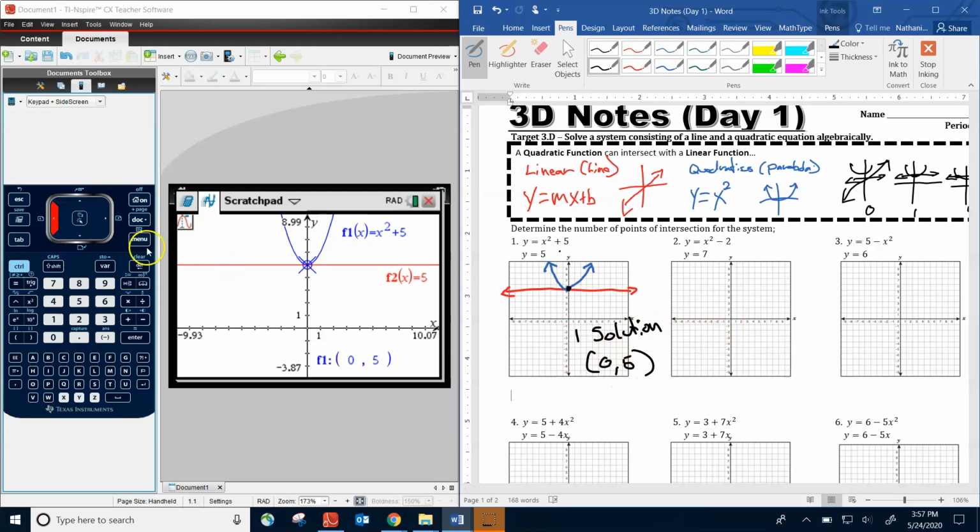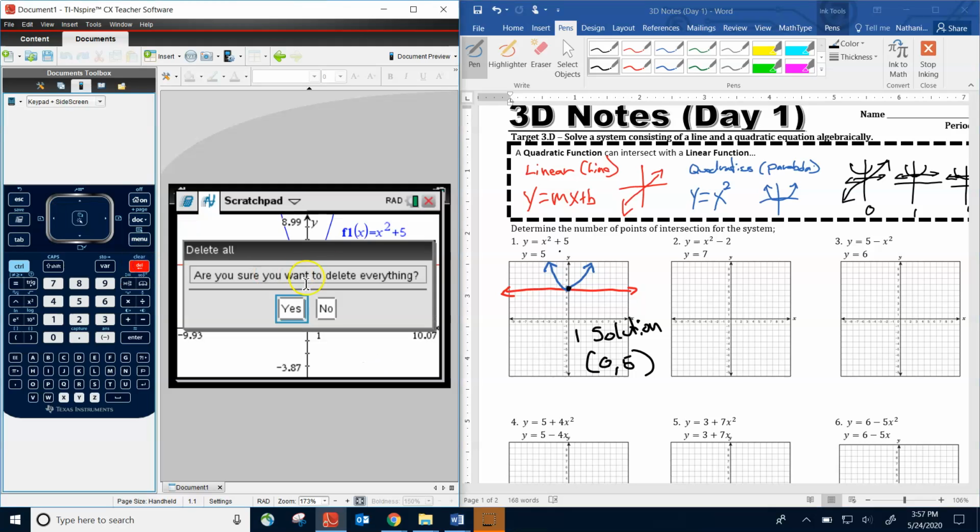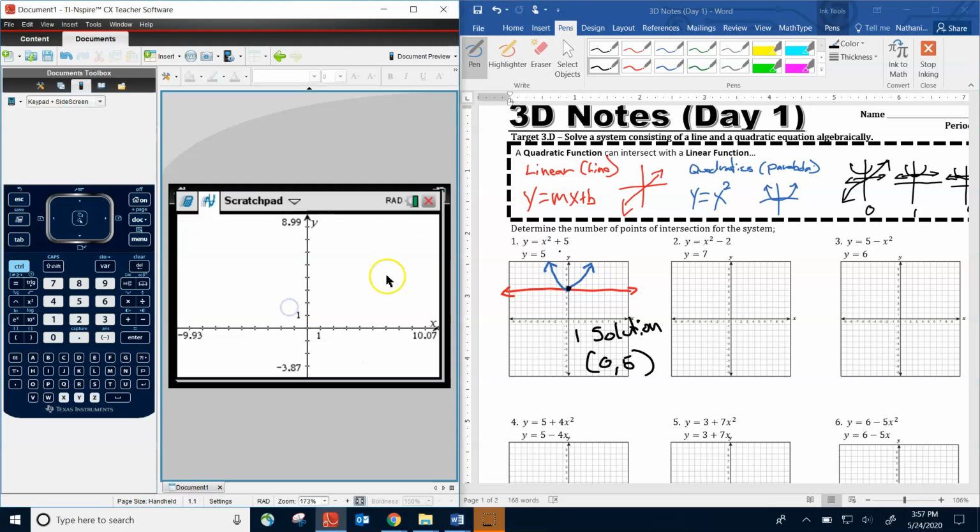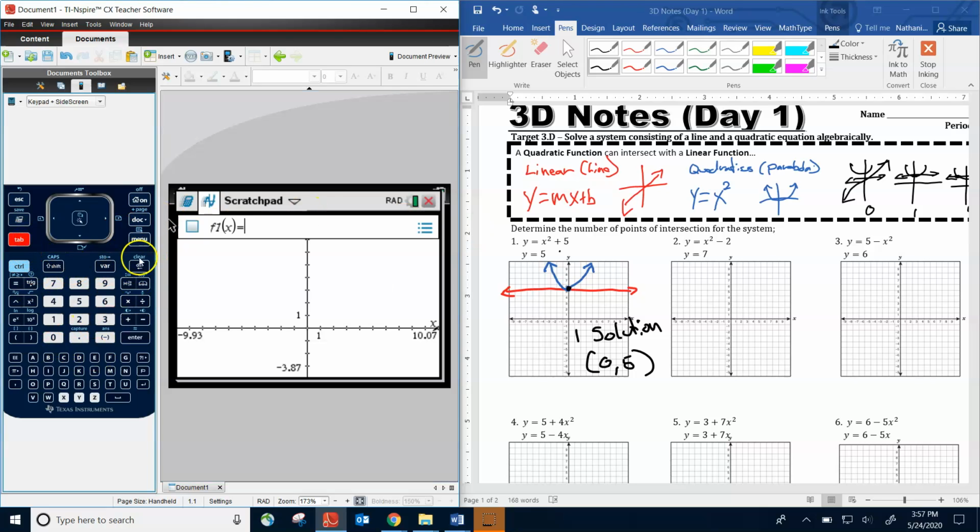Now, let's do one more. I'm going to hit delete 3 times. Delete, delete, delete, and you should get rid of everything. Hit yes. And we're going to try this one: x squared minus 2. So let's hit tab. x to the power 2 minus 2. Hit enter. All right, here we go.